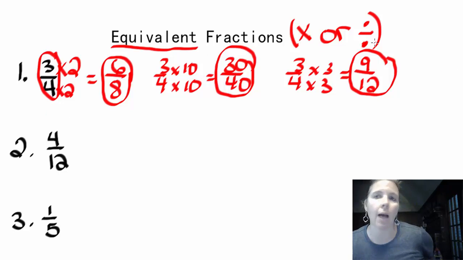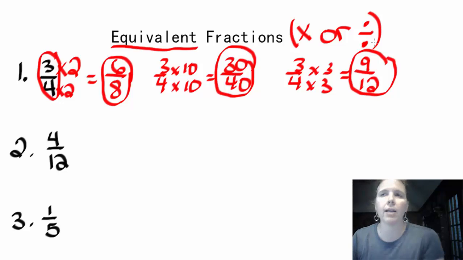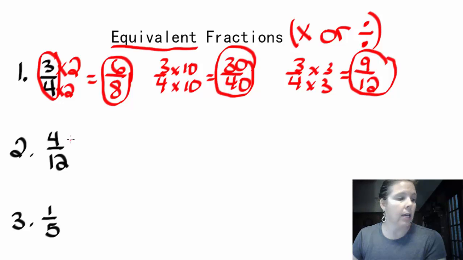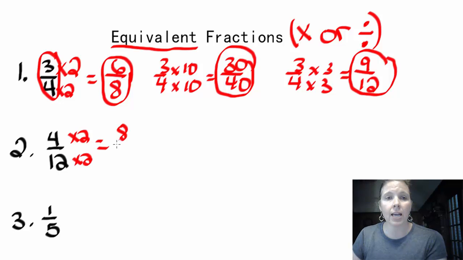You could go all the way up. You could multiply it by 1,000,000 or 2,000,000, whatever you wanted. Okay, just make it easy though. All right, so on number 2, it's the same thing. On this one you can multiply or divide. Okay, so we could multiply by 2. 4 times 2 is 8, 12 times 2 is 24. That is the same thing.